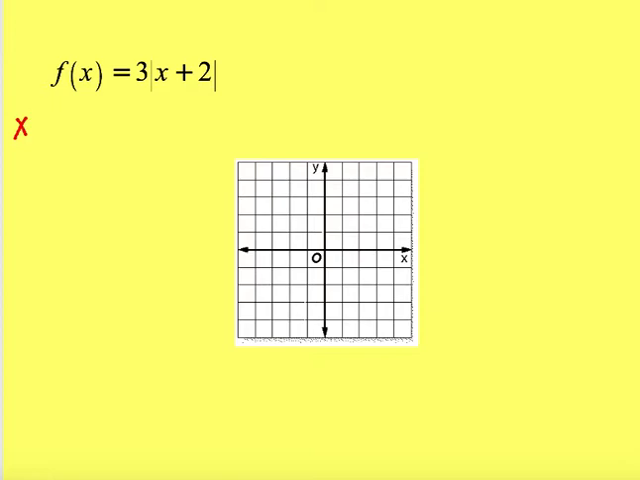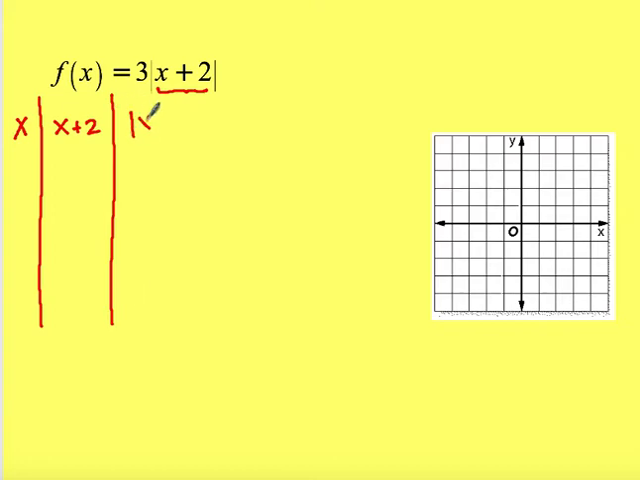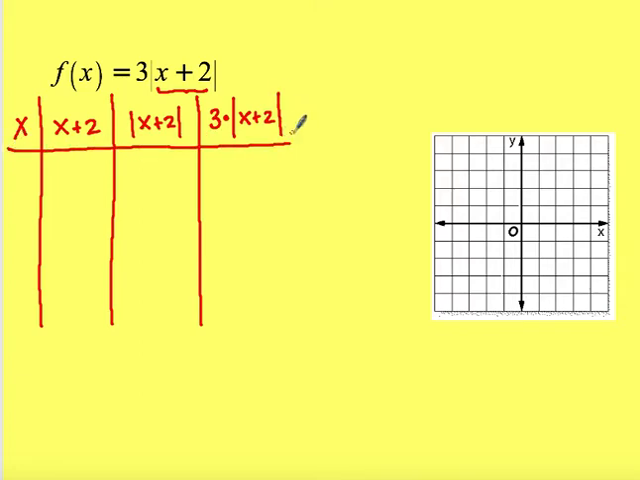So I'm going to start with x. Let me kind of slide this guy out of the way for a minute. Now I'm going to use my order of operations, so I should add 2 to the x first because that comes inside. Treat those absolute values as parentheses. Then I'm going to take the absolute value of x plus 2. And the last thing I'm going to do is I'm going to multiply all of those values by 3. So this is a little bit of a longer process because I have an extra operator in there.